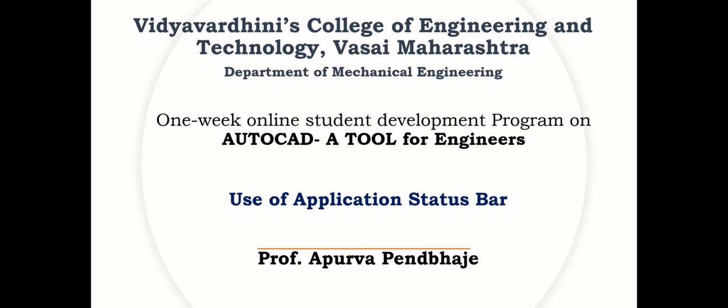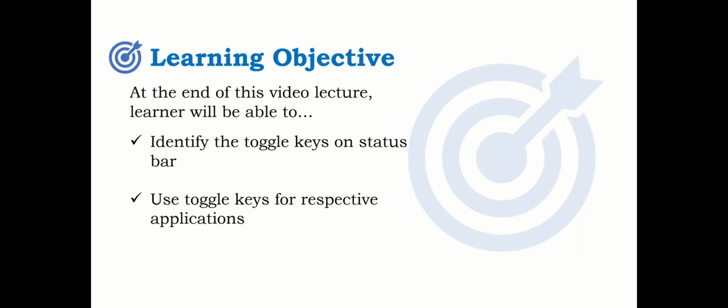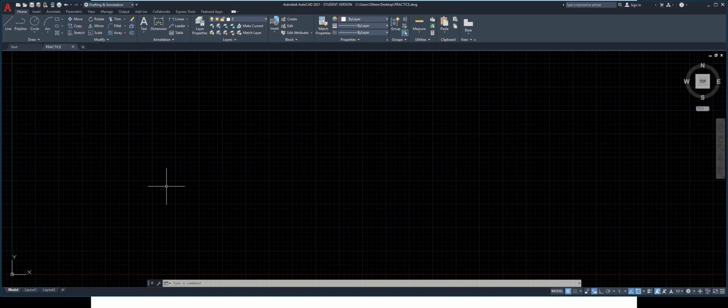In this video lecture, we are going to see the use of the application status bar. The learning objectives of this lecture are: at the end of this video, you will be able to identify the toggle keys on the status bar and use those toggle keys for their respective applications. Now switching on to the AutoCAD window.